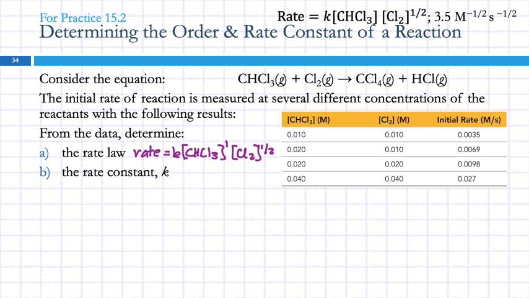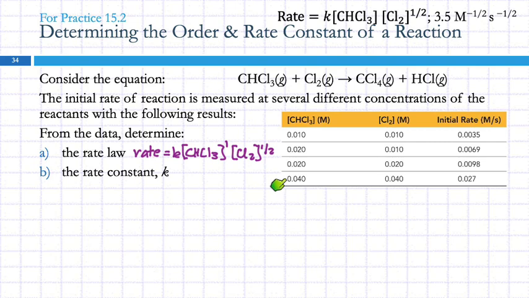Okay, so there's the rate law we just determined. They want us to find the rate constant. Well, we have all the information we need right here. In fact, we have it times 4. What we need to do is take a rate and each concentration and plug them in here and find out what K is. Okay?